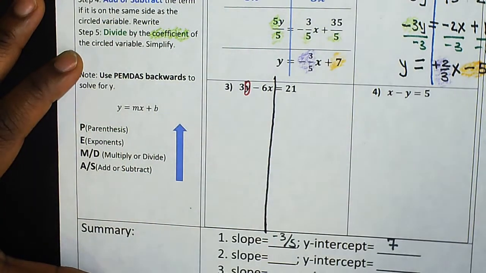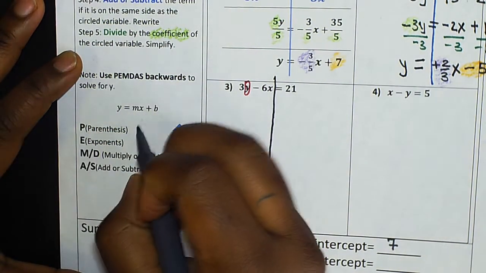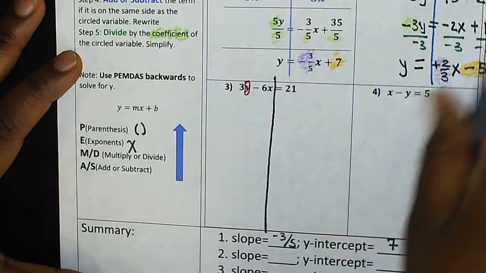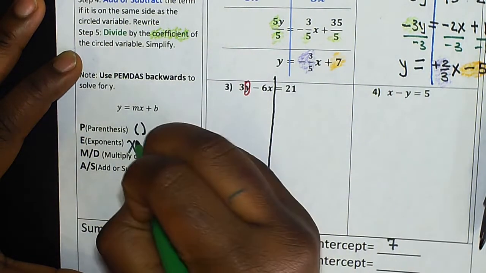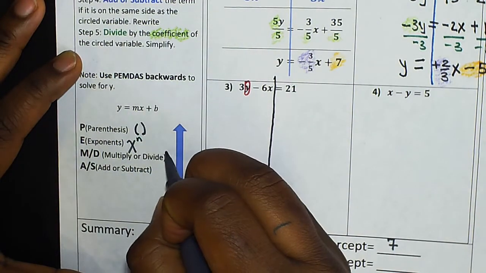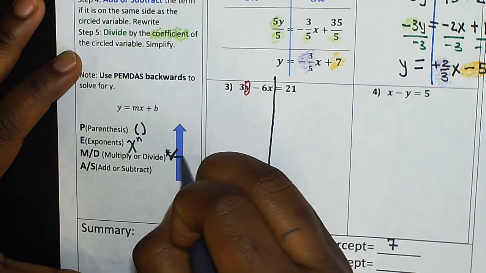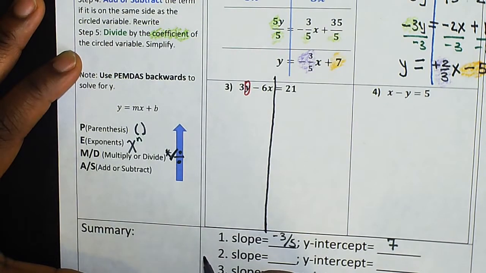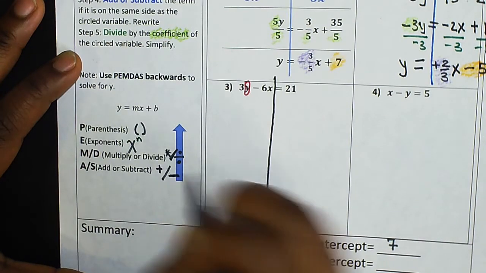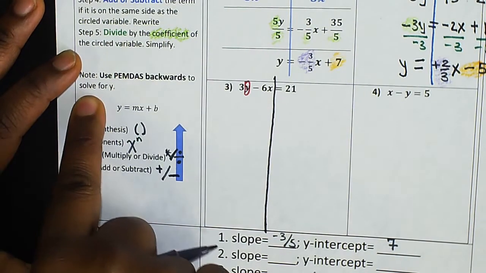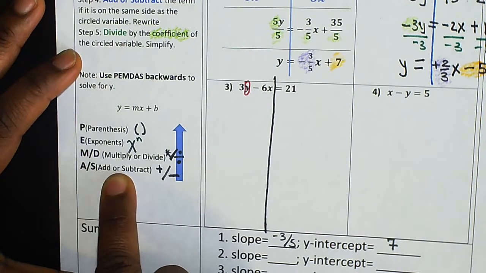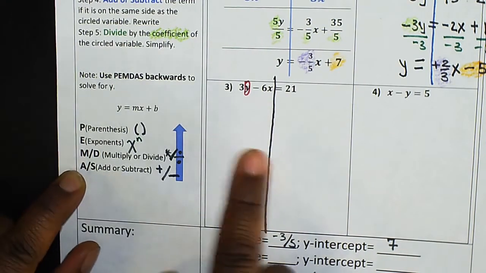So some of you may remember PEMDAS. The P stands for parentheses. The E stands for exponent. So exponent is like x to the n. Remember that? M and D stands for multiply and divide. And the A and the S stands for add and subtract. So if I want to do it backwards, I'm going to move anything that's being added or subtracted to y first. I'm going to start down here.